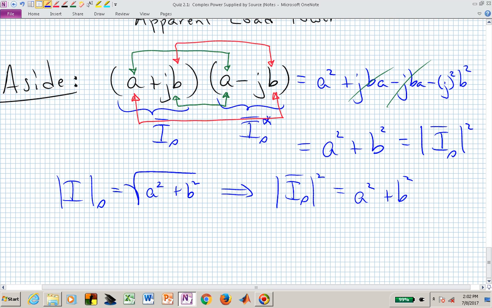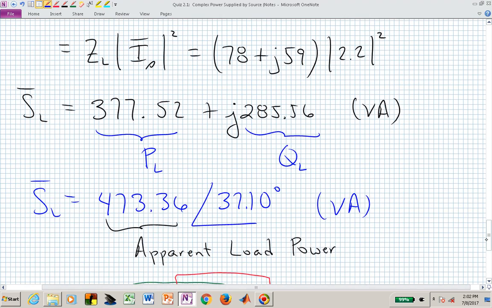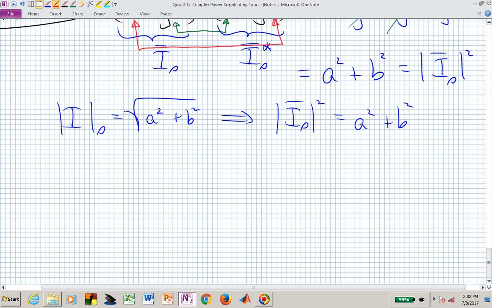So that's the aside that I had promised. And now we can do a few more things relative to this example. We've computed the complex power of the load, and this is absorbed. Maybe I should say that. That's now the complex power absorbed by the load. We can also find the power factor of the load.